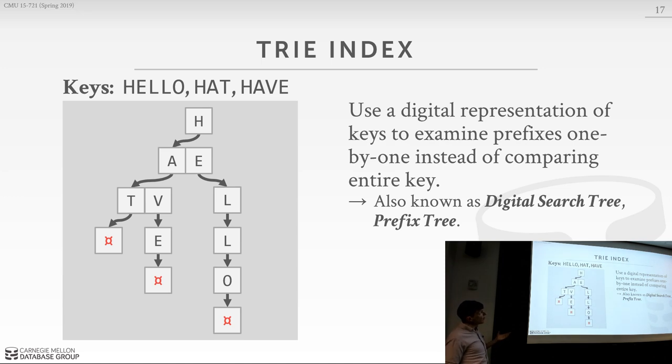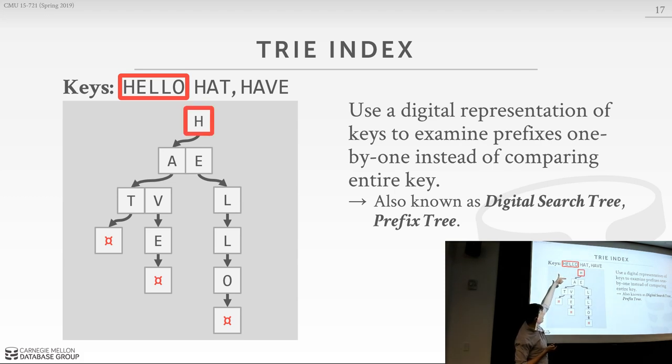Say we have a simple try like this, and we have three keys: hello, hat, and have. If we want to do the lookup on hello, again, we're going to break up the string so each character corresponds to a digit. So we do a lookup on h here. Then this tells us to traverse down to this node here. We find that we have the e, which is in the second position. And then we have llo, and then the pointer to our tuple.